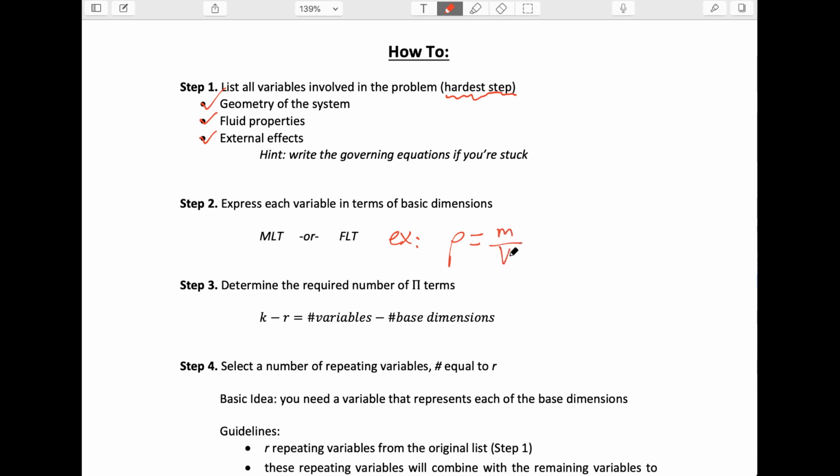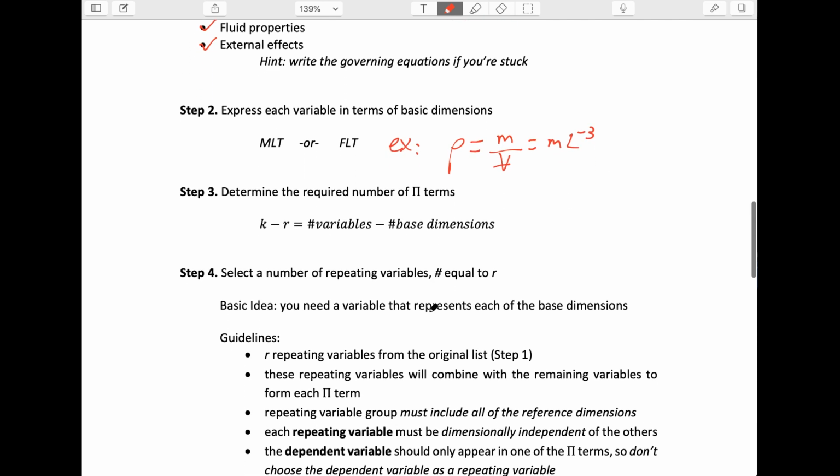So an example of expressing that variable might be that the density is mass per volume, and so in terms of basic dimensions, that would be mass times length to the minus 3. Length cubed is volume, and it's on the bottom of this equation. So we would do that with all the variables from step 1. And then from there, that tells us the number of pi terms. This is the number of variables from step 1.